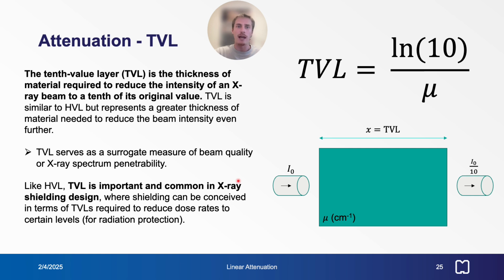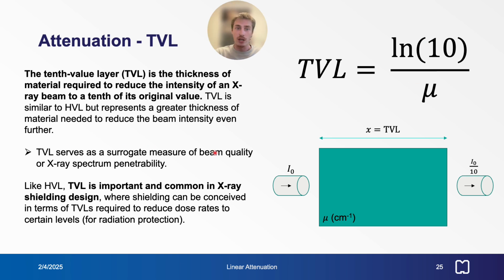The tenth value layer is the thickness of a material required to reduce the intensity of an X-ray beam to a tenth of its original value. So it's similar to half-value layer, but represents a greater thickness of material that's needed to reduce the beam intensity even further, as you can see from the equation.